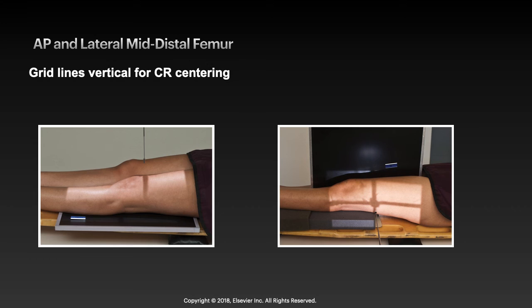AP and lateral mid-distal femur. Grid lines should be vertical for CR centering.